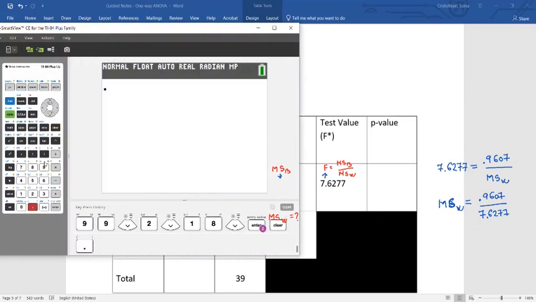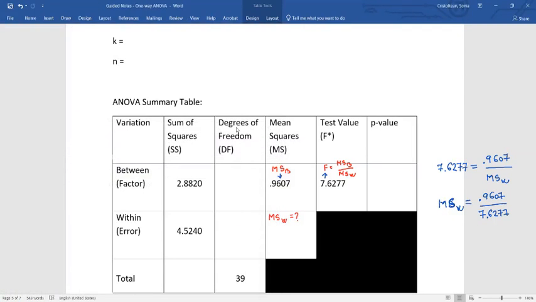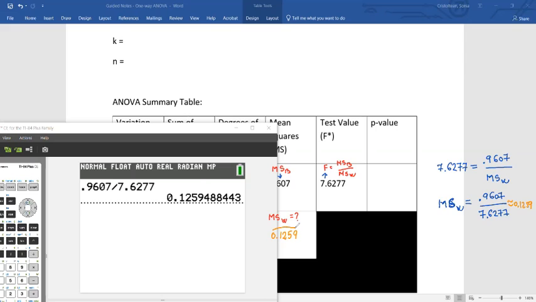Simply divide 0.9607 by 7.6277. And by doing so, I get 0.1259. Let's just round to 4 decimal places. And I put the answers with these colors, 0.1259. So this is the first answer that I get right here. Let's go ahead and find some other answers.